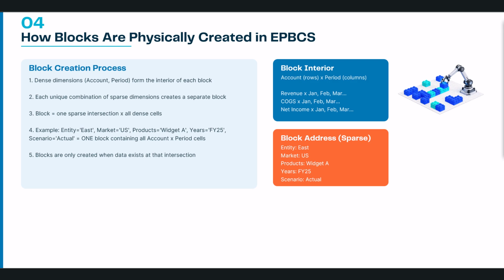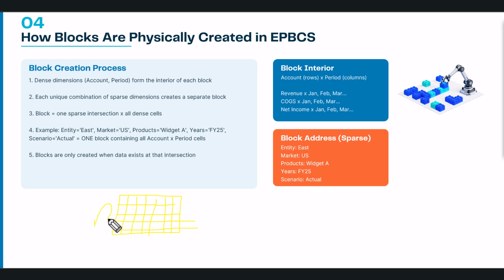So far, we have been talking about blocks at a conceptual level. Now, let's get into what actually happens inside the Essbase engine and how a block is physically born. Let's walk through it step by step. In step 1, dense dimensions define what goes inside every block. So let's think of a grid, which is similar to an Excel data form. Each grid will have multiple cells.